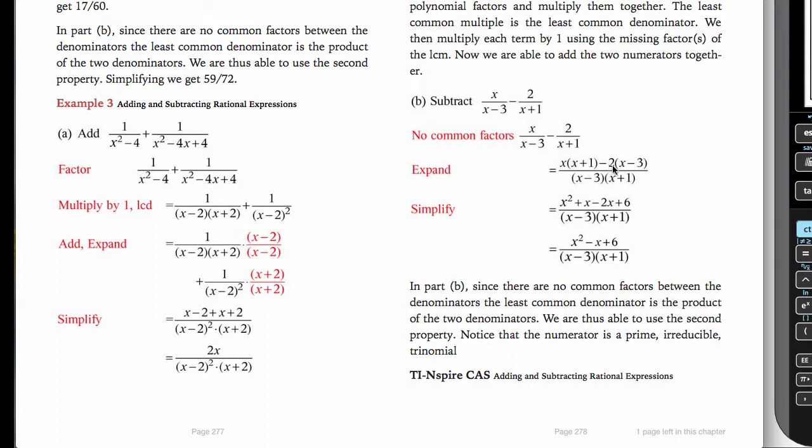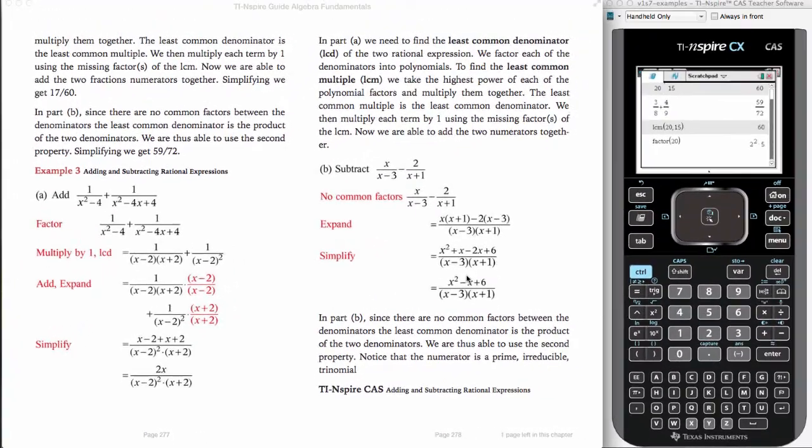Use our mnemonic for negative numbers. Minus 2 times x is minus 2x. Minus 2 times negative 3 is positive 6. Use our mnemonic for money. 1 take away 2 is minus. So the answer turns out to be this.